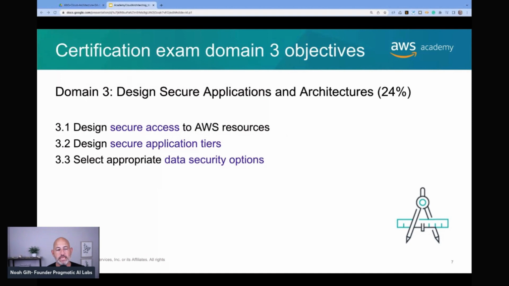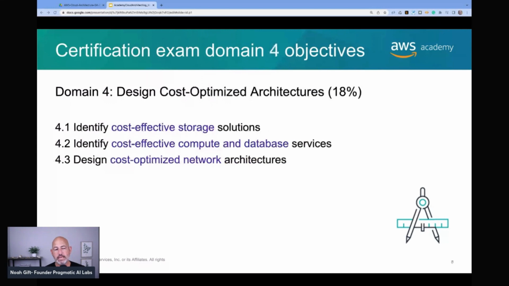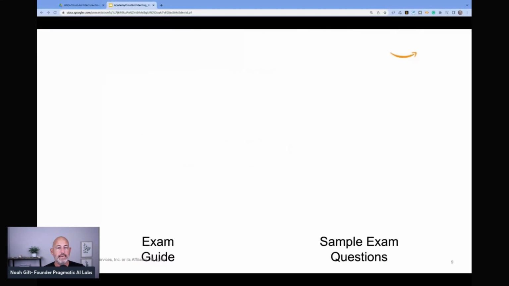In domain three, it would be designing secure applications and architectures. This is about 25%, and you would want to cover secure access to AWS resources. One way to put this would be encryption at rest and encryption in transit. 3.2 would be designing secure application tiers. 3.3 would be selecting appropriate data security options. Domain 4 is 18%, and this would be how to design cost-optimized architectures: identify cost-effective storage solutions, identify cost-effective compute and database services, and also design cost-optimized network architectures.